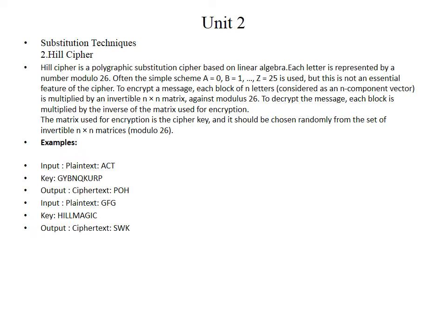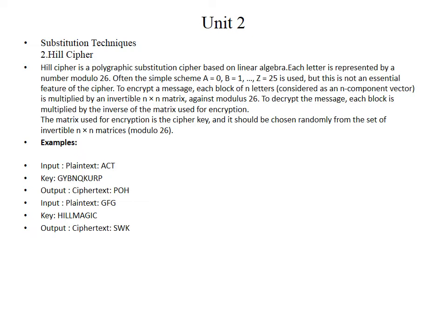To encrypt the message, each block of n letters is considered. To decrypt the message, each block is multiplied by the inverse of the matrix, and the matrix is used for encryption as a cipher key. It should be chosen randomly from the set of invertible n by n matrices. So here we are using the inverse matrix and the invertible matrix concept.